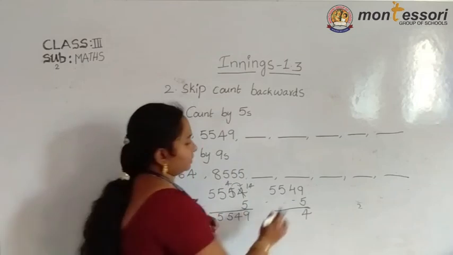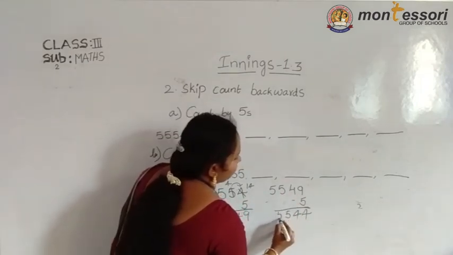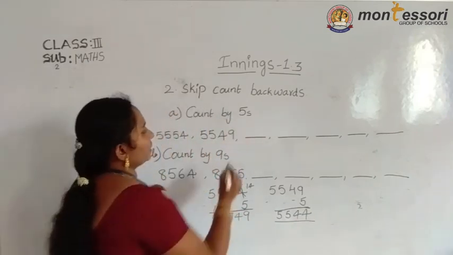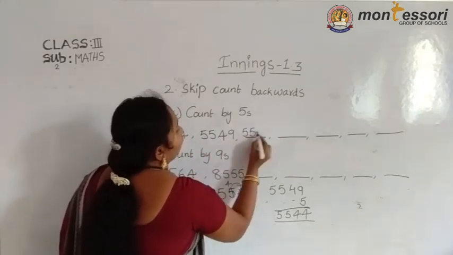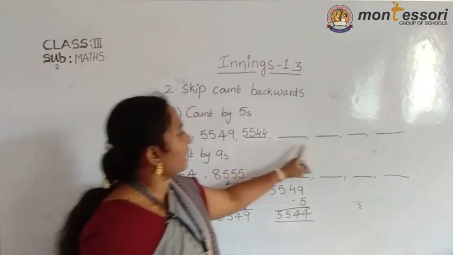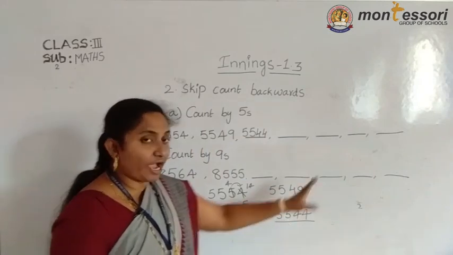Okay. Next, here 4 directly. And again, the remaining number we can write directly. Okay, understood, all of you? So this number I am writing here, 5544. Okay. Now, how many blanks are given here? 5 blanks given, no. So now I can find out 5 numbers.